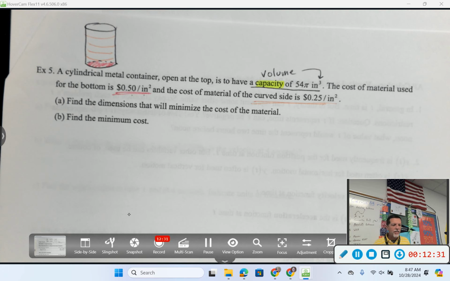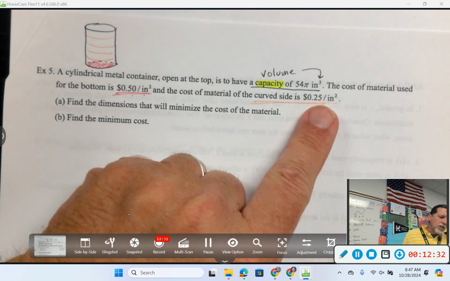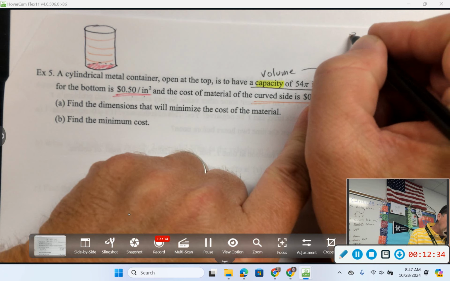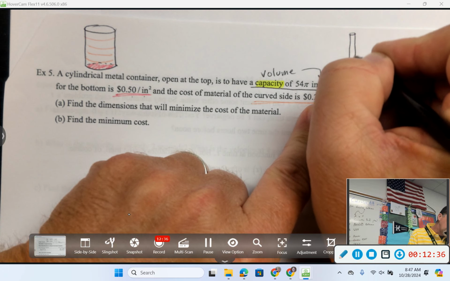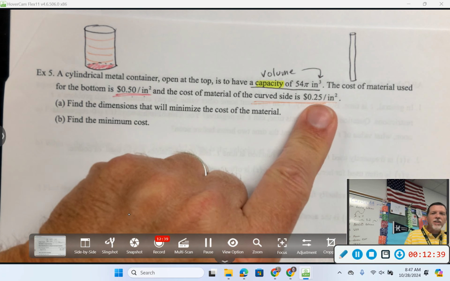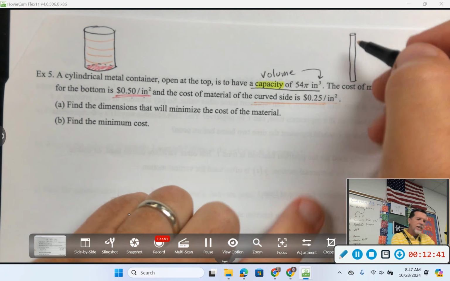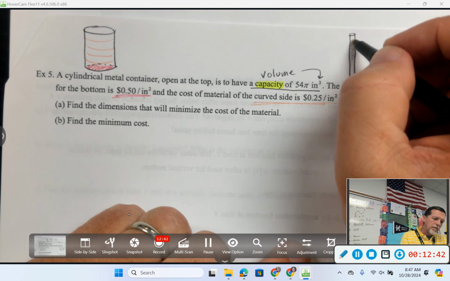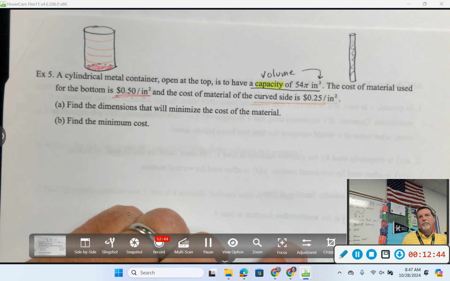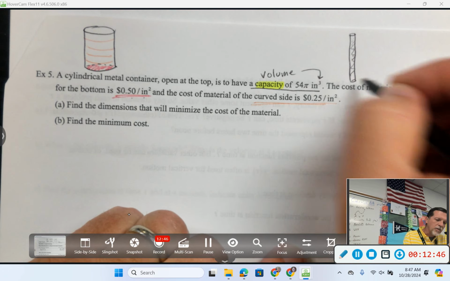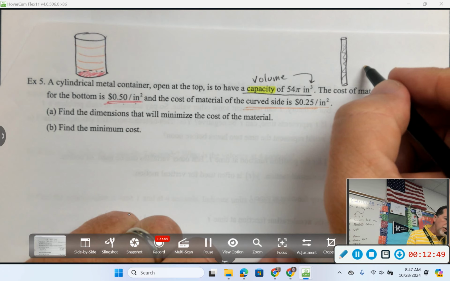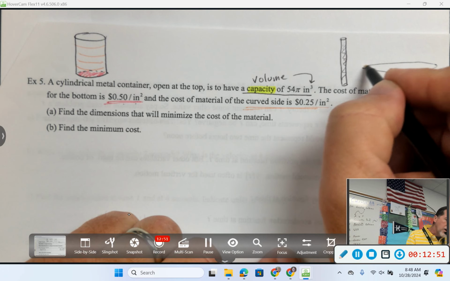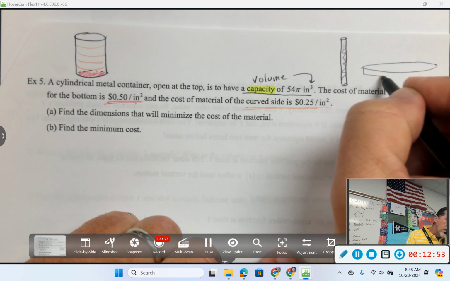Okay, so it's got a set volume, meaning we could make it like super tall and skinny, but it would have to be really tall, so the sides would cost a lot. Like the bottom wouldn't cost very much. I guess the other extreme would be you could make it like super, like this.